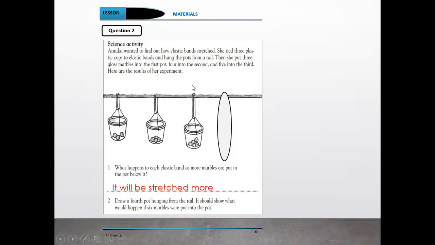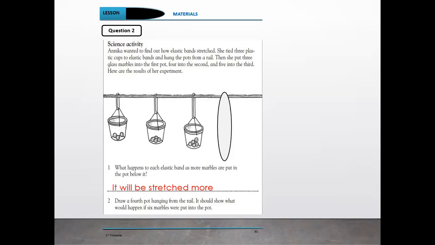Okay, so again from the beginning, what does this question mean? Anika brought 3 pots, and then she tied them with an elastic band. In the first cup, she put 3 marbles. In the second cup, she put 4 marbles. The third cup, she put 5 marbles. He's asking what is happening here. What can you see? That as you put more marbles, the band is stretched more.